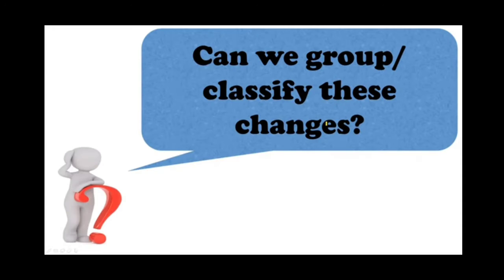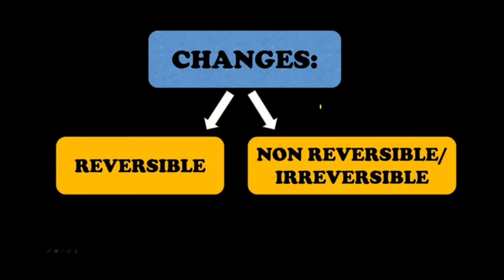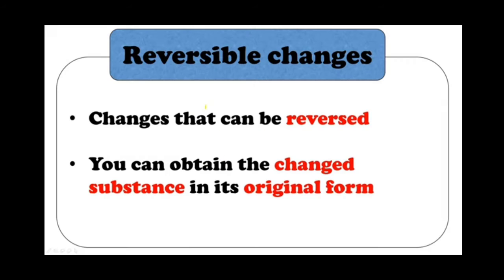Now we want to know, can we group or classify these changes? Are there any similarities between these changes? Are all changes equal? That is what we are going to see. Changes are of two types. One is reversible, one is non-reversible. Non-reversible changes are also called irreversible. Now we'll be seeing the reversible changes and non-reversible changes.